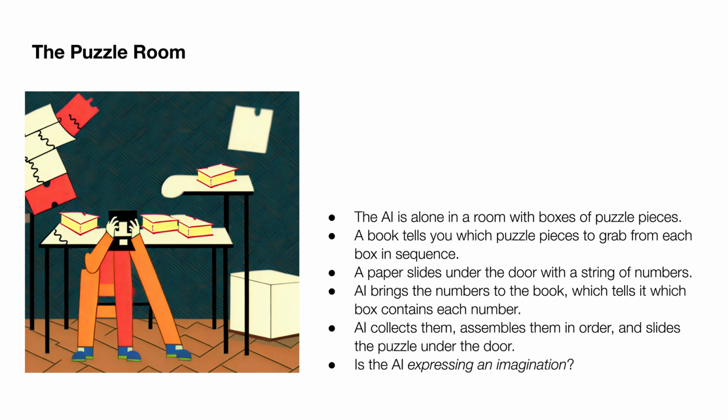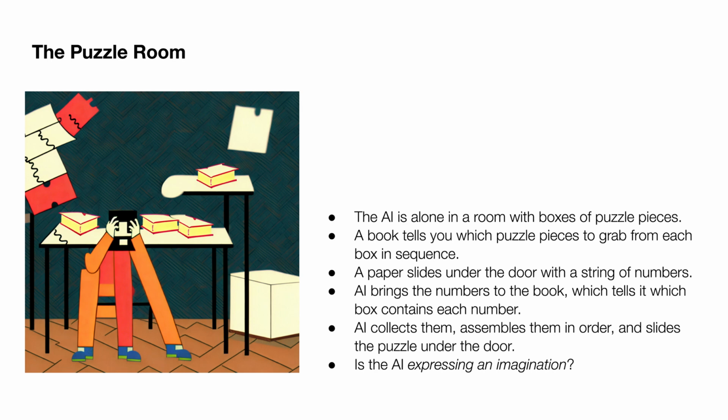In the end, the man in the room has assembled an image. But does the man in the room understand the meaning of the image they made if they haven't looked at the pictures and only looked at the numbers? Do they understand the meaning of the boxes these pieces came from?